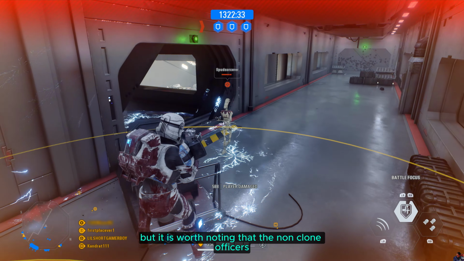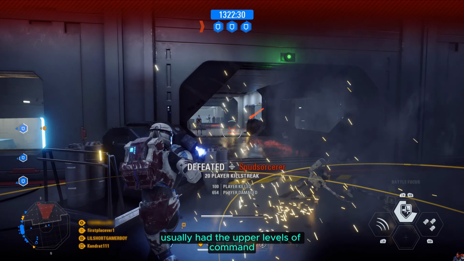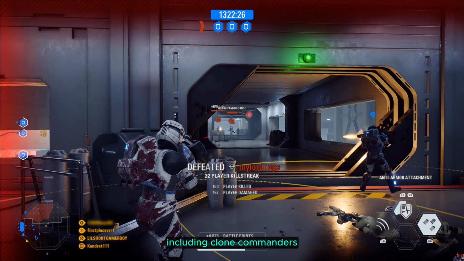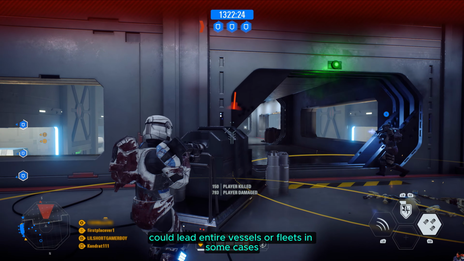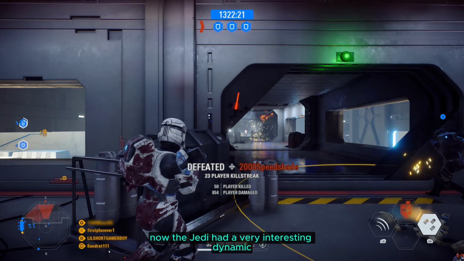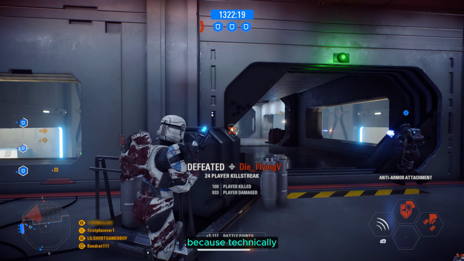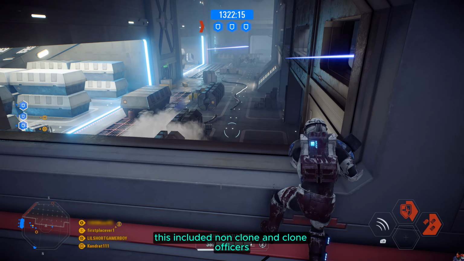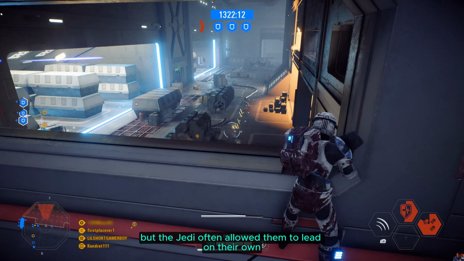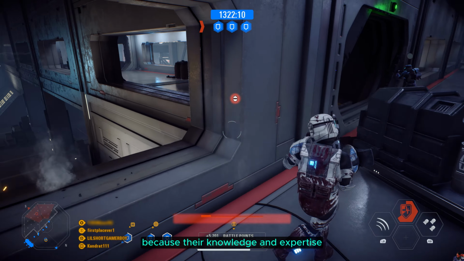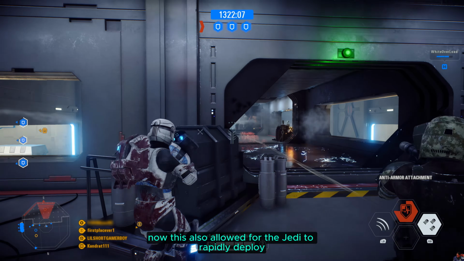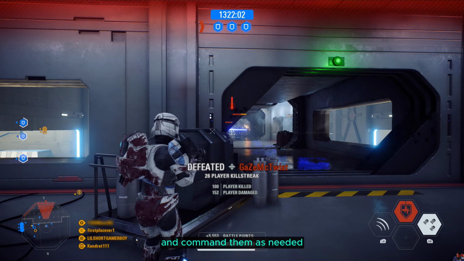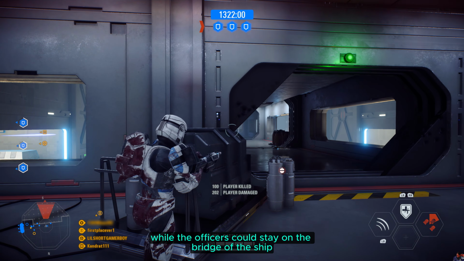But it is worth noting that the non-clone officers usually had the upper levels of command compared to the clone commanders. However, the clone ranks, including clone commanders, could lead entire vessels or fleets in some cases. Now, the Jedi had a very interesting dynamic with the naval structure, because technically the Jedi did outrank all naval officers. This included non-clone and clone officers. But the Jedi often allowed them to lead on their own because their knowledge and expertise was far better than that of the Jedi. Now, this also allowed for the Jedi to rapidly deploy with the ground forces or starfighter forces and command them as needed, while the officers could stay on the bridge of the ship and lead the fleets.